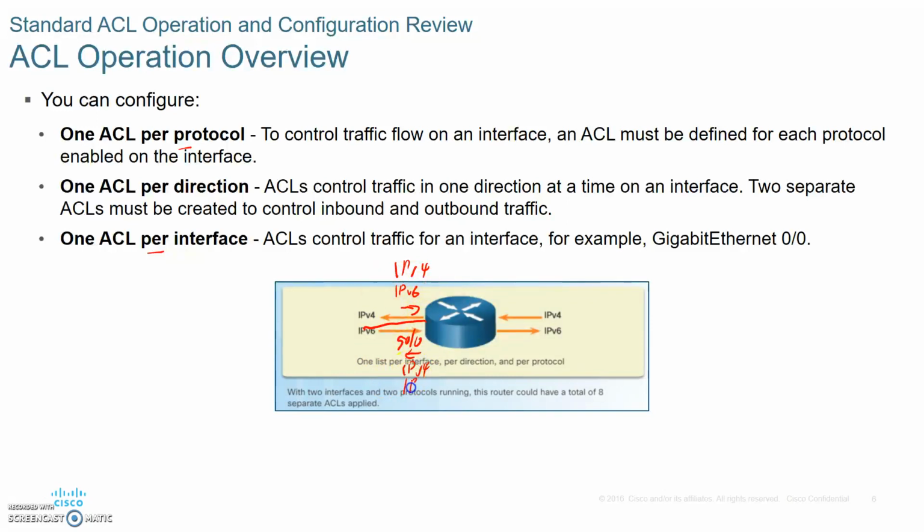So V4, V6 in, V4, V6 out. And let's say you have another interface, G0/1. This means that you can have a total of 8 ACLs: V4, V6 going in, and V4, V6 going out of G0/1. So total 8. So these are the three basic principles of ACL: there can only be one ACL per protocol, per direction, per interface.